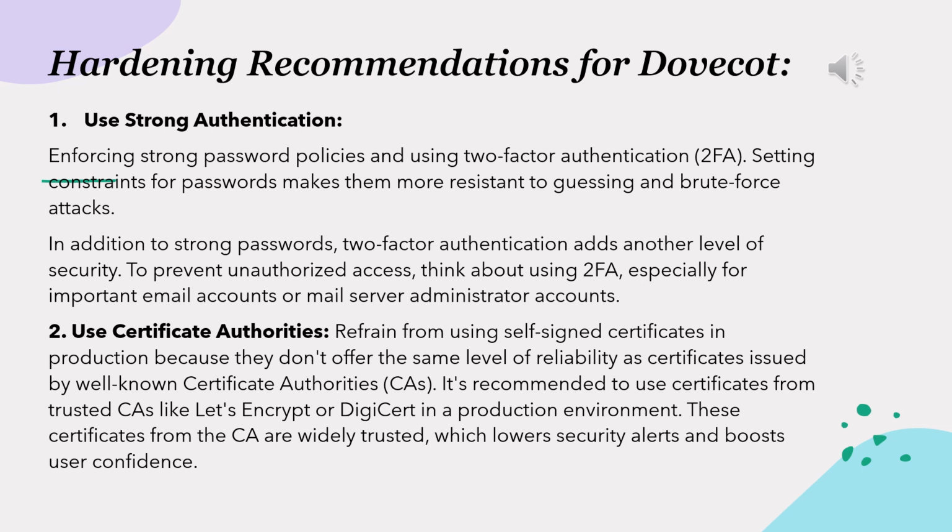2. Use certificate authorities. Refrain from using self-signed certificates in production because they don't offer the same level of reliability as certificates issued by well-known certificate authorities. It's recommended to use certificates from trusted sources like Let's Encrypt or DigiCert in a production environment. Certificates from a CA are widely trusted, which lowers security alerts and boosts user confidence.